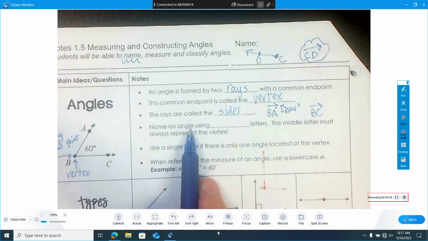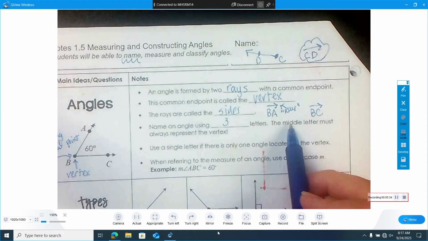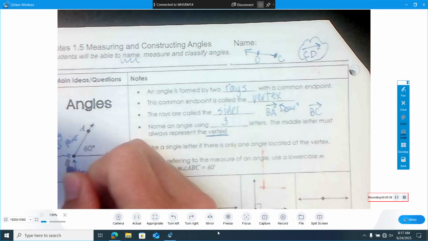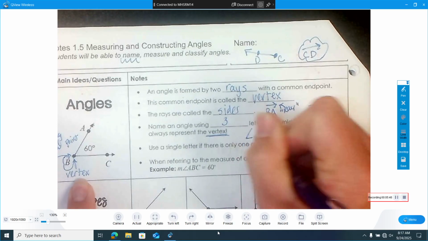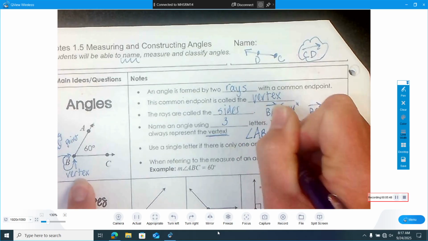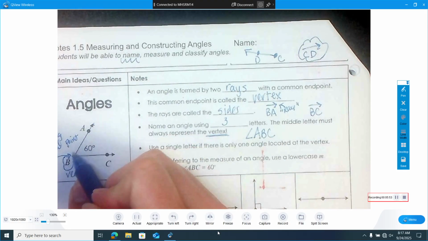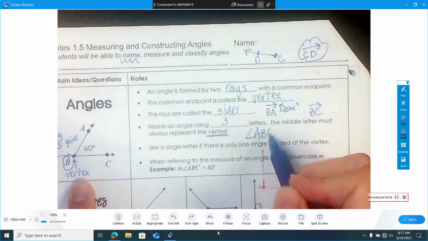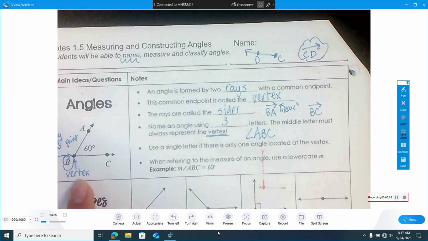When we name angles, we use 3 letters, and the middle letter must always represent the vertex. So point B is the vertex, and so we would name this angle, you could say ABC. B is the vertex. The A and the C are the sides. You also see the ray in there. BA and BC are the 2 rays within that angle.